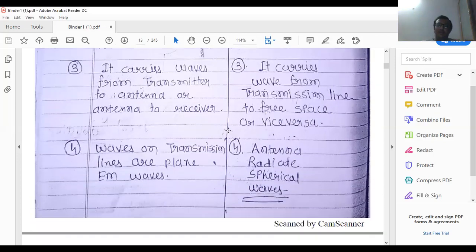Please prepare very carefully. This MCQ will be asked directly. Whenever I have solved the MCQ, this MCQ can be asked.